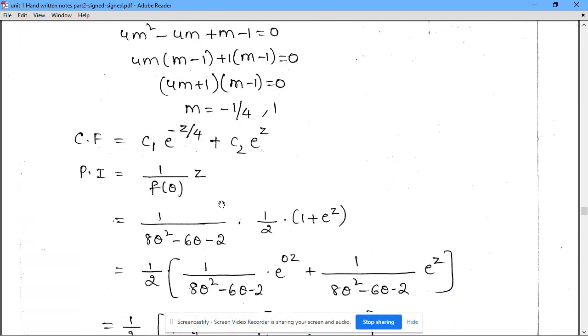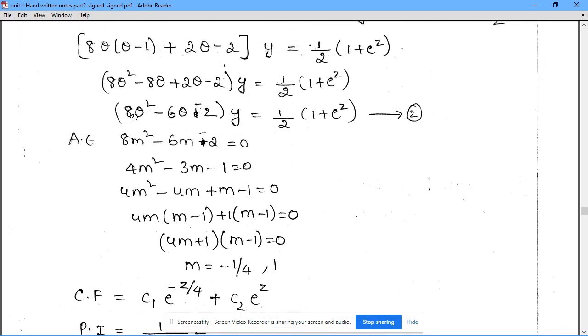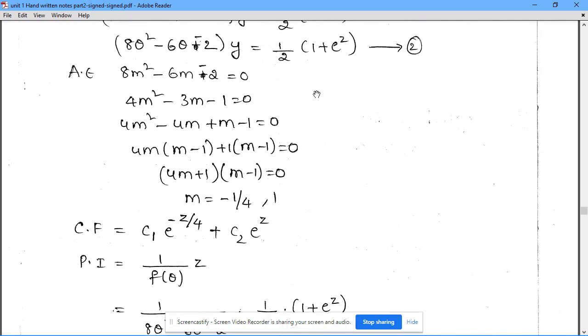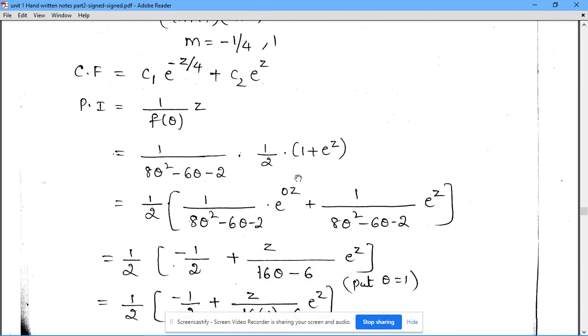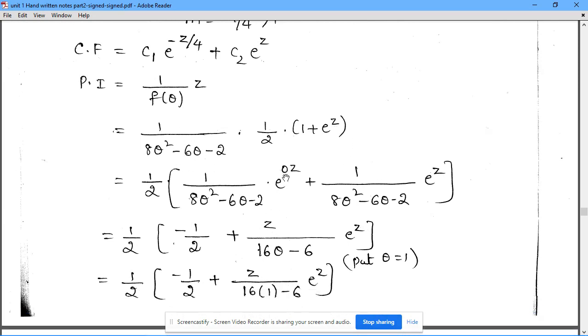Now, the particular integral is 1 by f of theta times capital Z. But what is f of theta here? f of theta is 8 theta square minus 6 theta minus 2. And capital Z is the right side of the equation, that is half into 1 plus e power z. So now taking out half here, 1 can be written as e power 0z, plus e power z, just splitting the operator 1 by f of theta. So here we have to replace theta equal to 0, and clearly the denominator value is non-zero. So putting theta equal to 0, we get 8 into 0 square minus 6 into 0 minus 2.